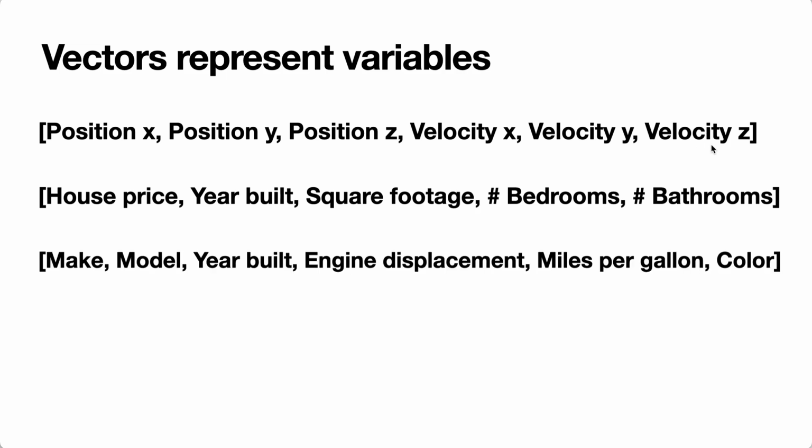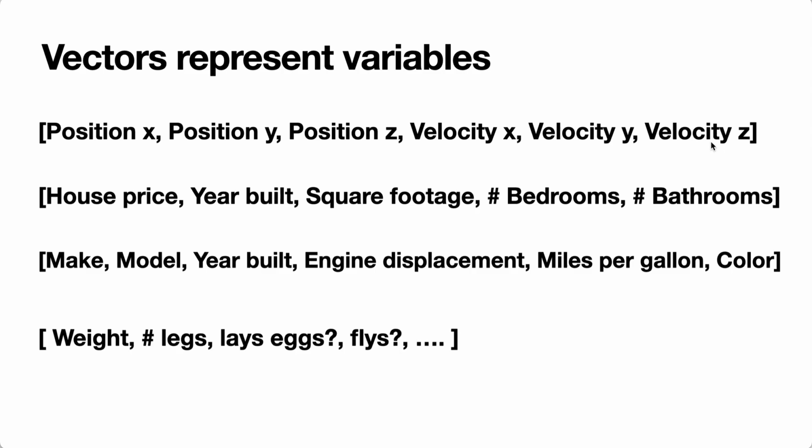Or for a car, I already did this. So maybe for animals, it's like the weight of an animal, the number of legs, whether it lays eggs or flies. So now some of these variables are real numbers, like engine displacement or square footage. But some of these variables are categorical in nature, like color or does it lay eggs. These have only discrete and finite possibilities, and categorical variables are different than real variables for that reason.